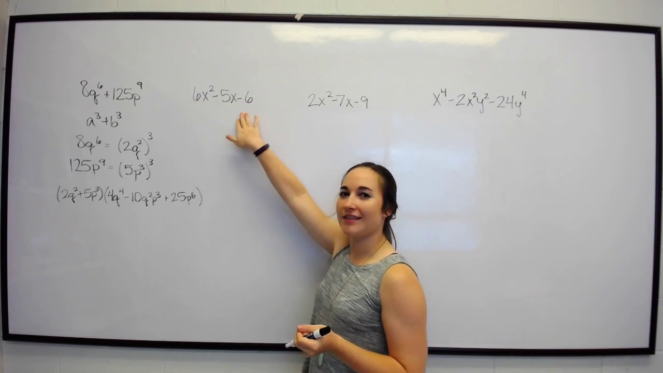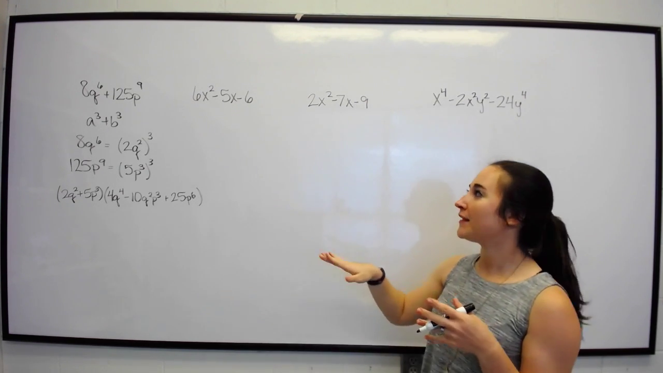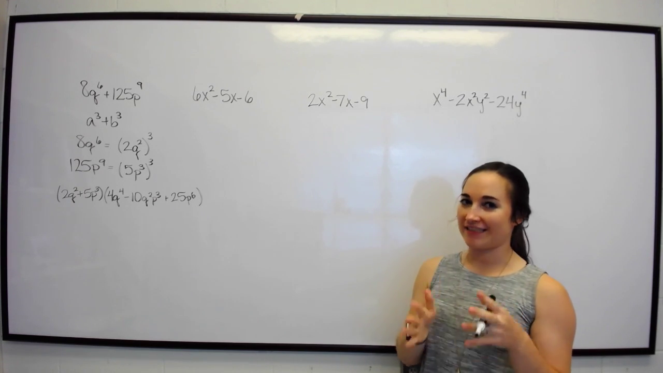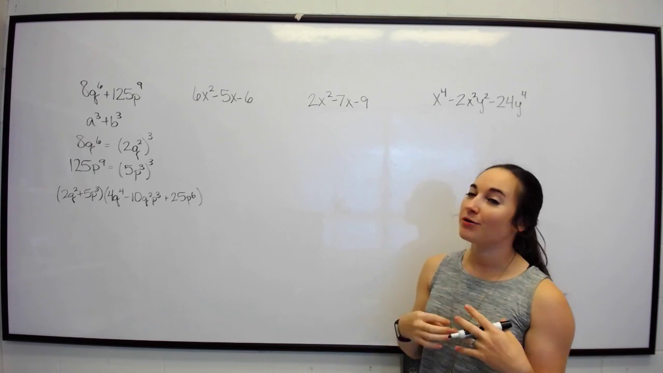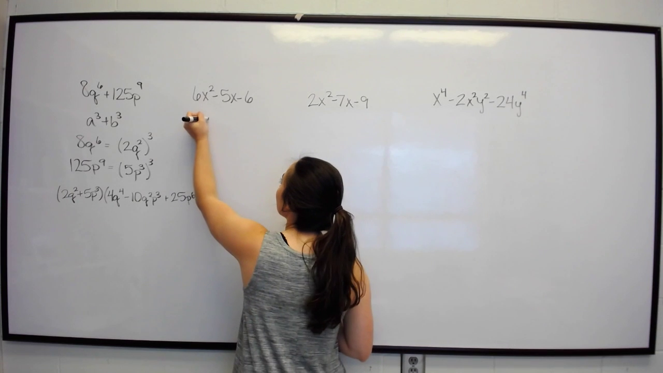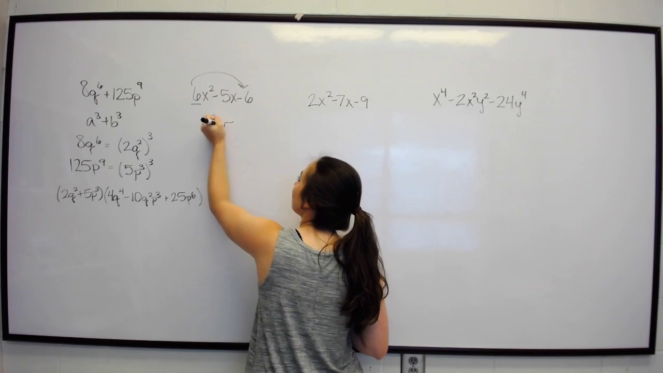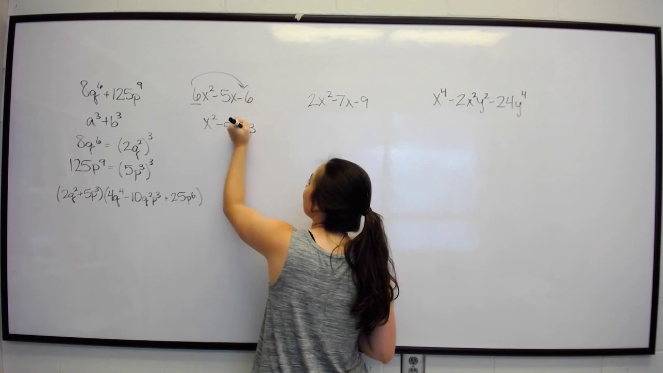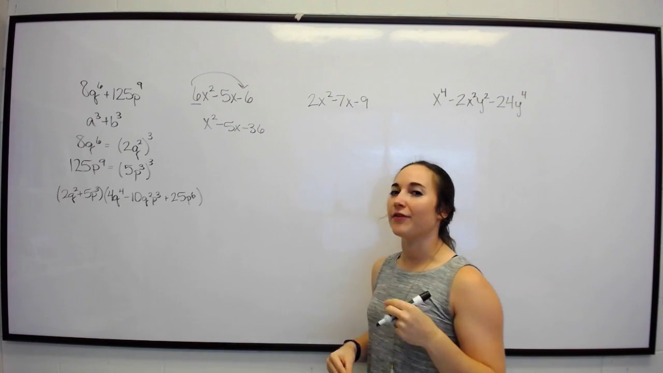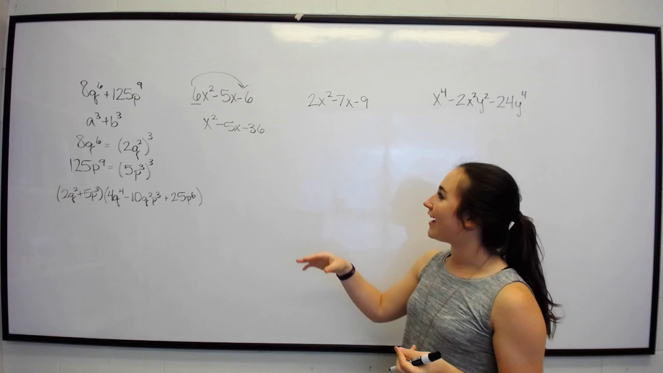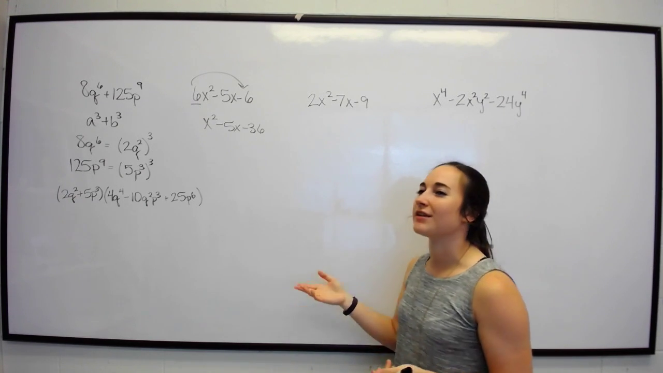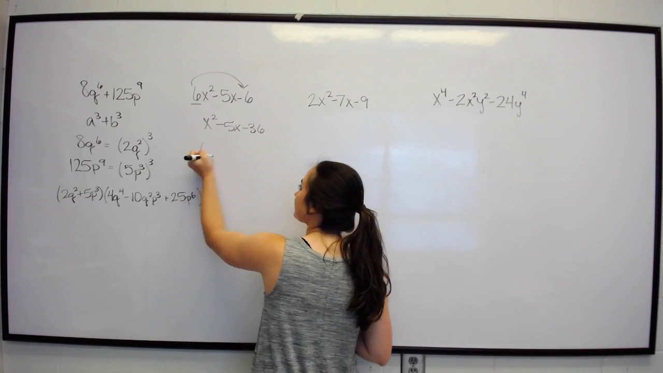Looking at this one, I see that it is a trinomial, but its leading coefficient is not 1. So how I would work this is I would take this 6 and multiply it with this 6. So now I have x squared minus 5x minus 36. And the reason I do that is so that I have a leading coefficient of 1, which is what I'm more used to working with.